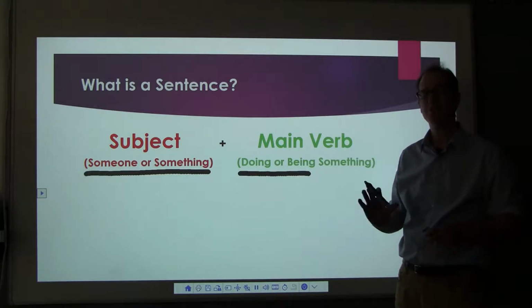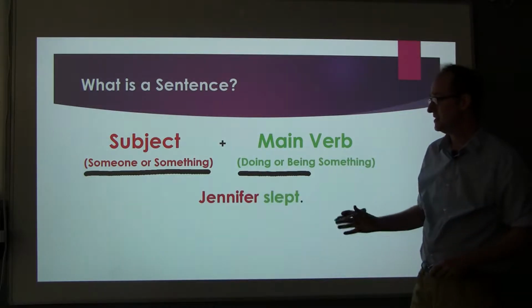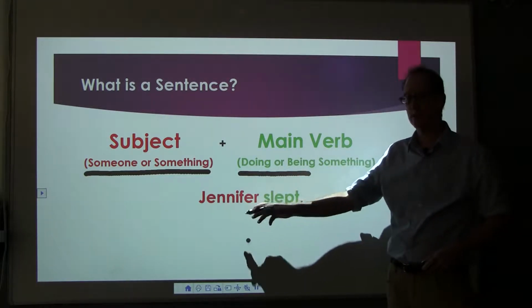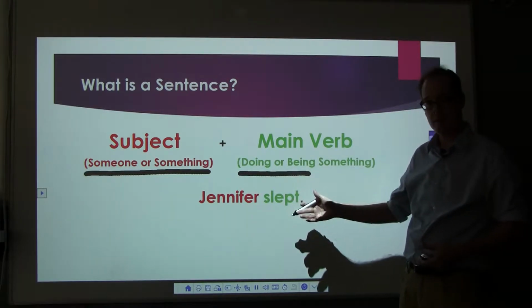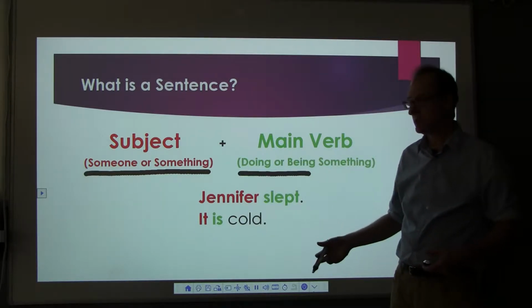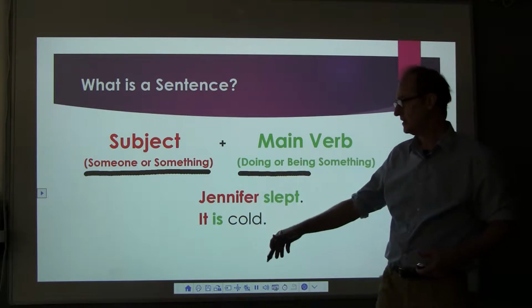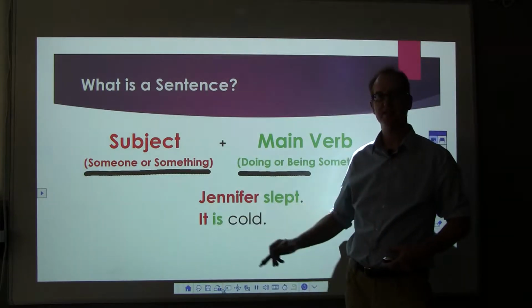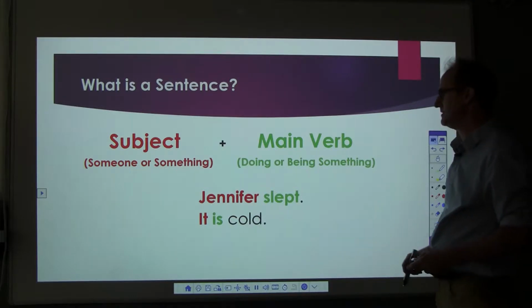So let's look at two extremely simple sentences just to identify the subject and verb. So here we have someone, Jennifer, that's the subject of the sentence, doing something, slept, that's the main verb. And it is cold. Here we have something, it, being something, cold. And the main verb in this sentence is. So let's look at this more closely.